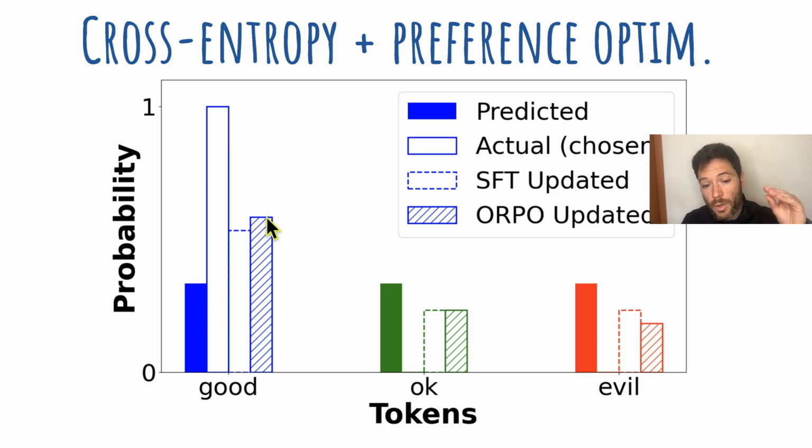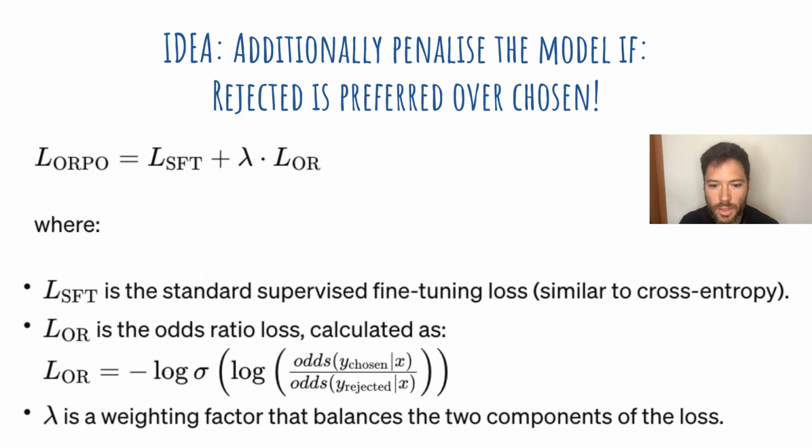But with ORPO, you're further increasing the probability of good. Whereas in the case of evil, with just supervised fine-tuning and cross-entropy loss, you might be decreasing it to this amount. But because we have ORPO additionally, we're further going to decrease it to extend the relative probability difference between the chosen and the rejected response. And so you can see that with ORPO, there are two things happening. One is we're moving towards the chosen response, but the second is we're trying to move in a direction from the bad responses towards the good responses.